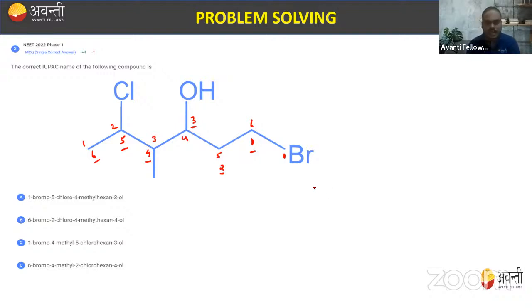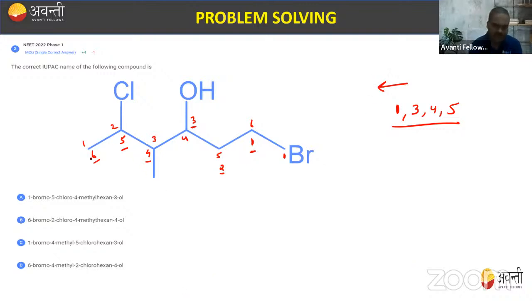If we start the numbering from here, then 1, 2, 3, the alcohol will come on number 3. For example, if we start the numbering from here, then we have a locant: at 1 we have one bromo attached, then 1, 2, 3, at 3 we have one hydroxy group, then 4 and 5 we have substituents. So these are the locants when you number from this side.